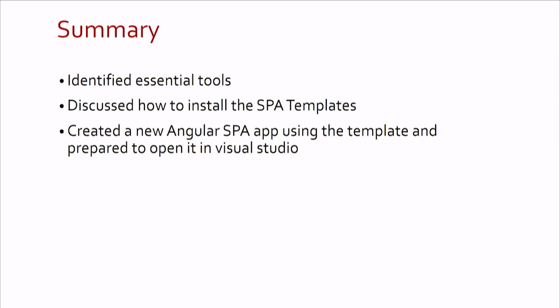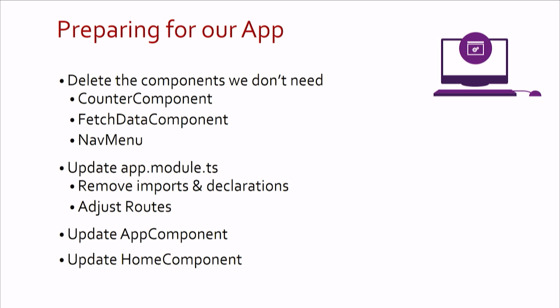So what we've just briefly run through is a couple of essential tools, such as Visual Studio 2017 and Node. We've discussed briefly how to install the SPA template, and then we've demonstrated the creation of a SPA template, and we're in the process of preparing it for opening in Visual Studio. What we're now going to look at is how we can take the application that's been created for us and remove some of the components that we don't necessarily need if we're building our own application. Effectively, we have an application that includes some sample components that show you how you can use some of the capabilities, such as call back into your TypeScript to increment counters, fetch data from an ASP.NET Web API service, and so on. We're going to remove those so that we're ready to go for building our own application.